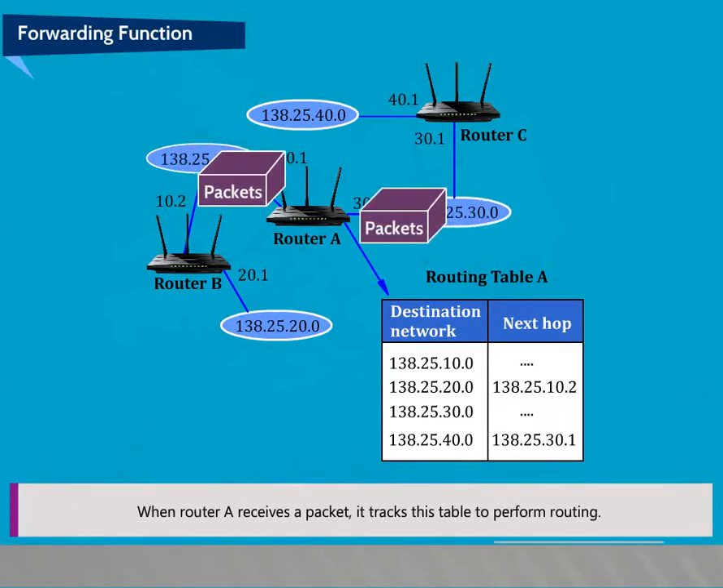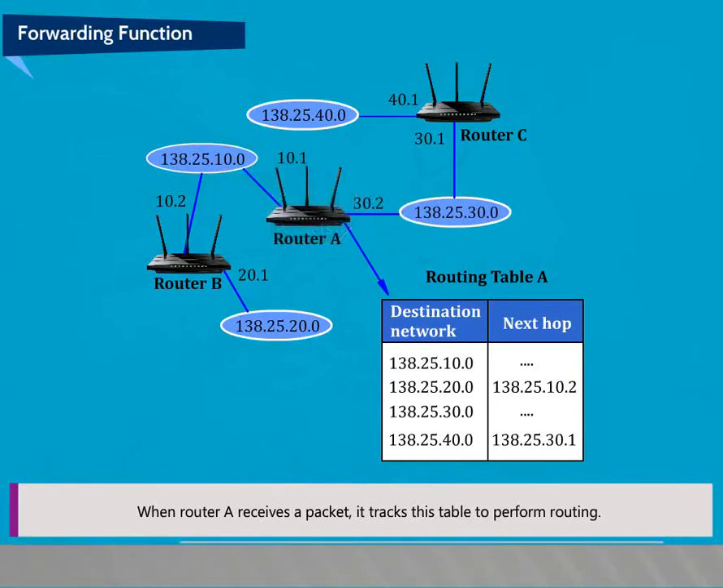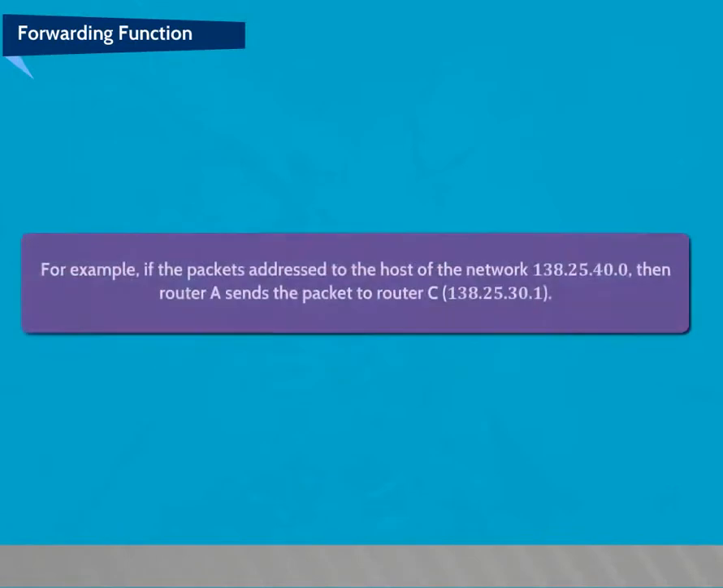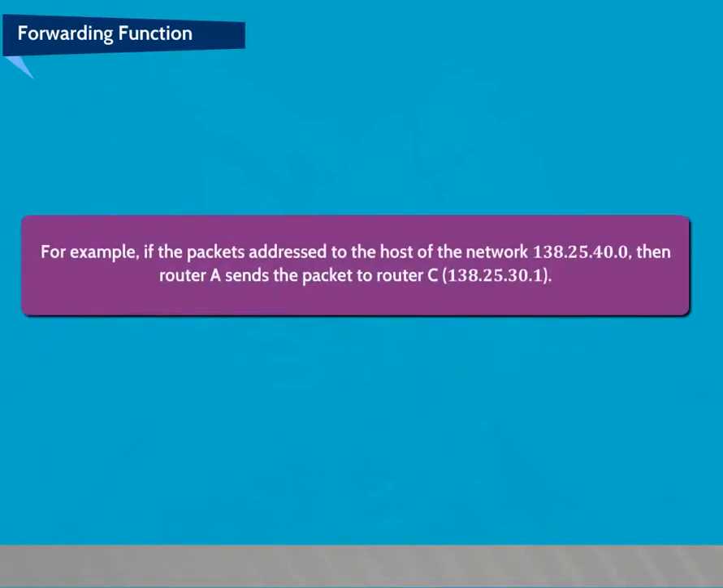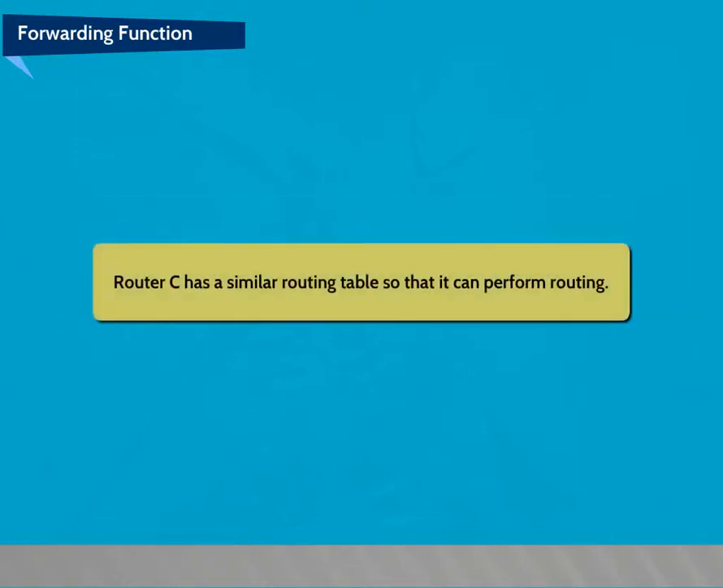When router A receives a packet, it tracks this table to perform routing. For example, if the packets are addressed to a host of the network 138.25.40.0, then router A sends the packets to router C, that is 138.25.30.1. Router C has a similar routing table so that it can perform routing.